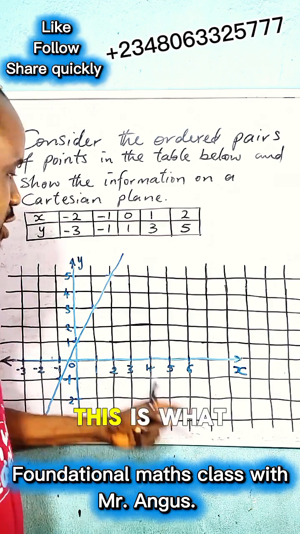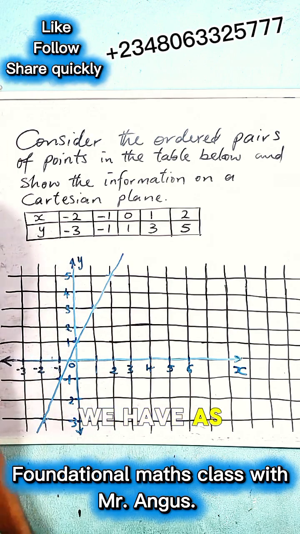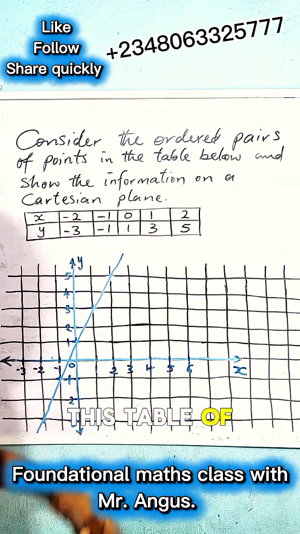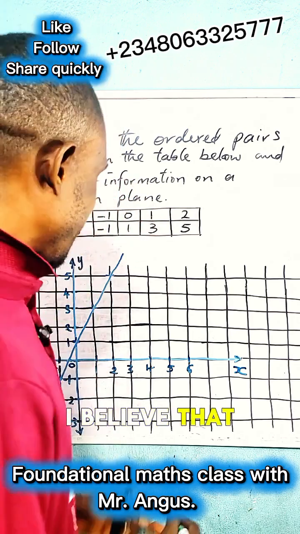That's very good. This is what we have as the graph from this table of values. I believe that you learned this very well.